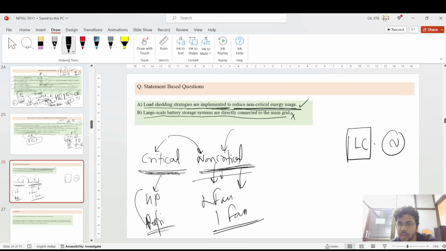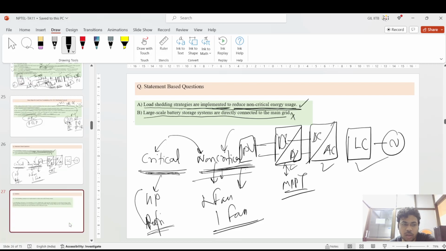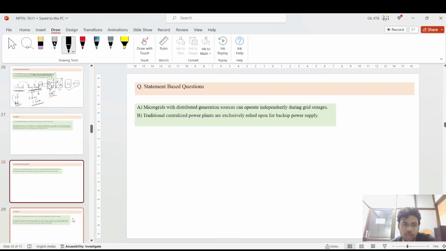Actually, that is false, because if you see this main grid, in between you have an LC filter, then you have this DC to AC conversion system, and in between you also have a DC to DC boost converter in one form of system, and before that you have a PV. So you have MPPT control as well. So this is not directly connected. In between you have multiple stages.